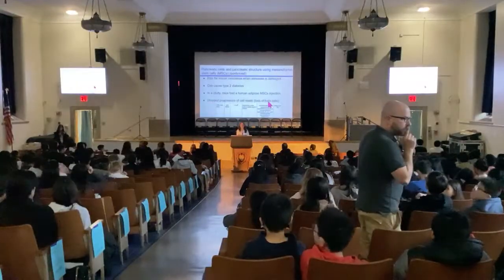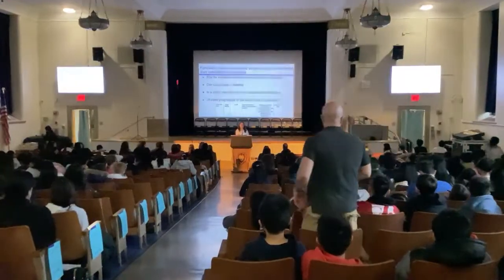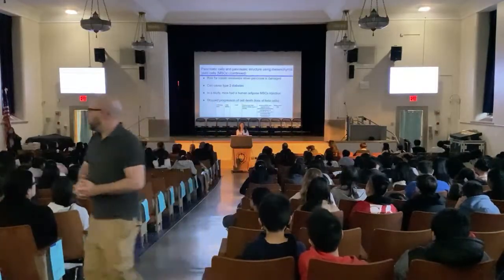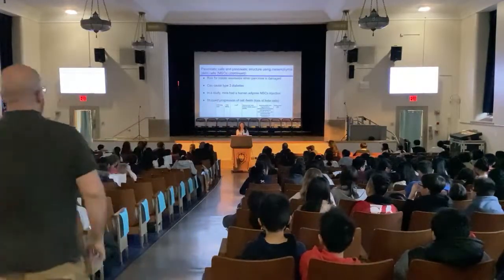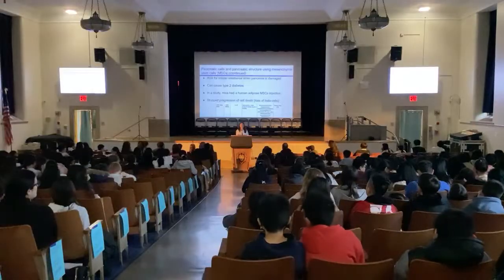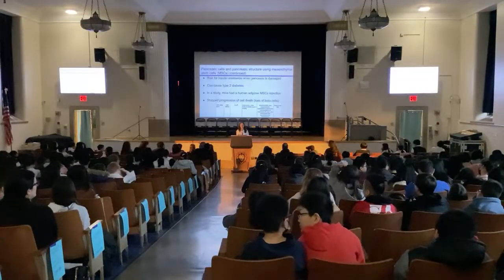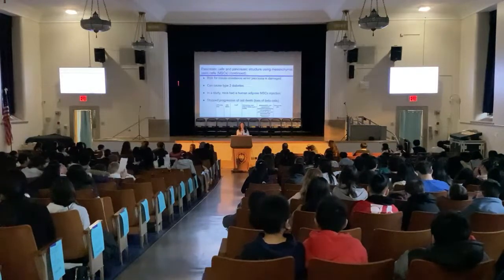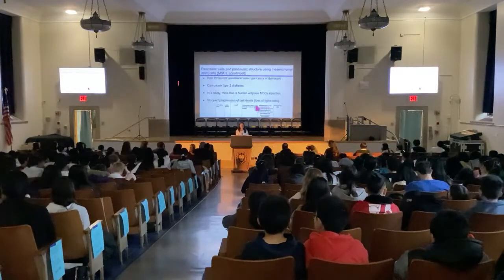When the pancreas is damaged, there is risk for insulin resistance, which is when the body literally resists insulin. This can cause type 2 diabetes. In a study, mice had human adipose MSC injection. Human adipose cells are body fat cells, and this stopped the progression of cell death, which is also known as a loss of beta cells.